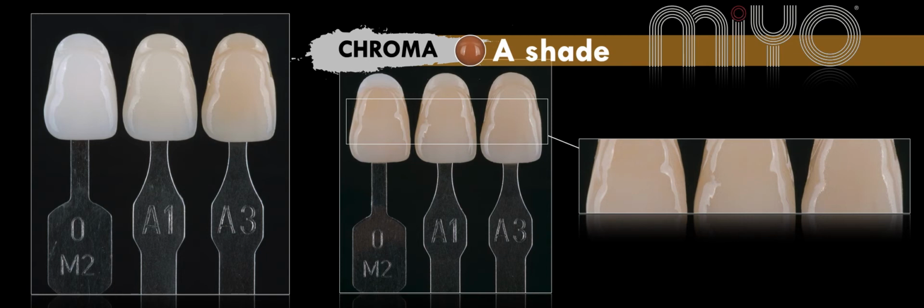So if you could take a look, these are shade tabs. So these are not fired. The beauty of the Miyo system is whatever you see before you fire, you will get after it's fired. So there are no guessing games. So when you look at this small zoomed in box, you could see that I was able to match an OM2 as a starting point to an A3.